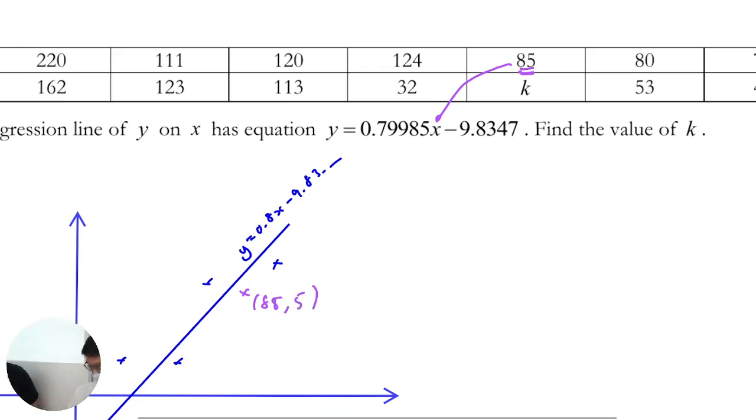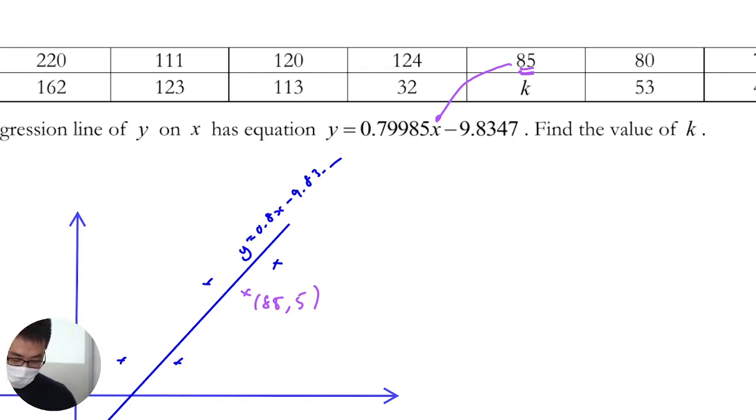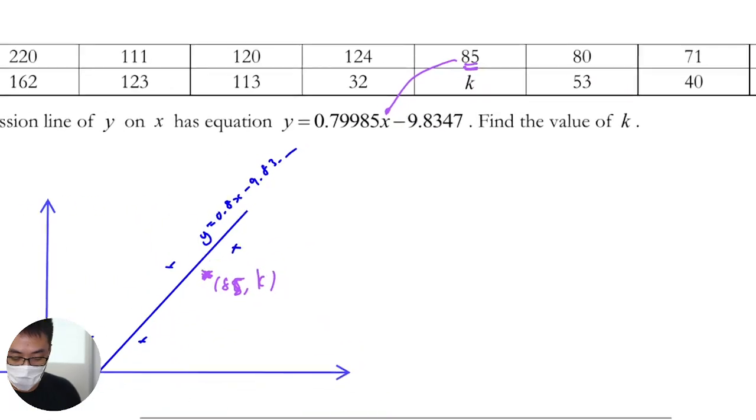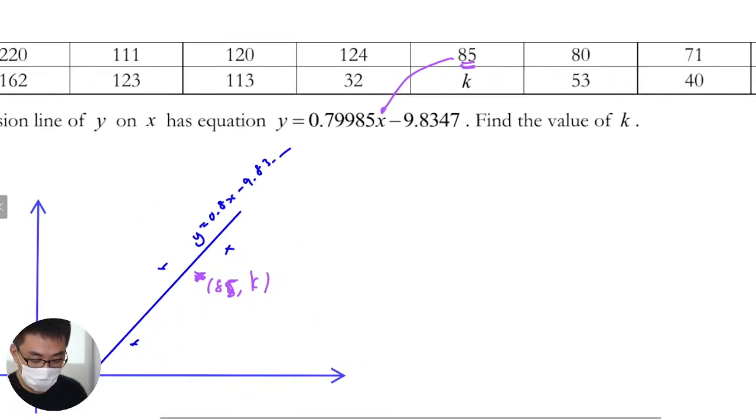Okay? Perfectly straight line. Imperfection. Okay, so you have like the 85 and k is actually not on the line. So please don't replace 85 and k into the equation. Okay? What you need is to find out what is this k here, which is not on the line equation.